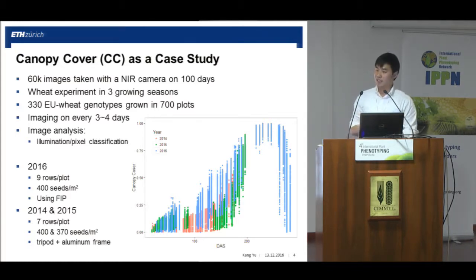Before last year, the FIP could not really run automatically, and that's the reason we also did hand measurements in 2014 and 2015.